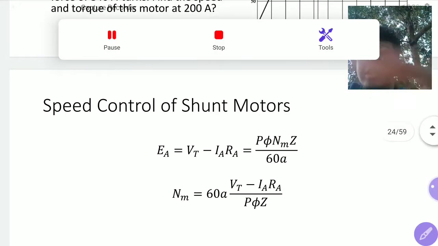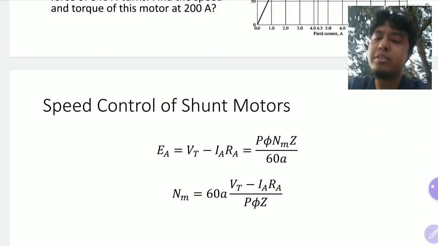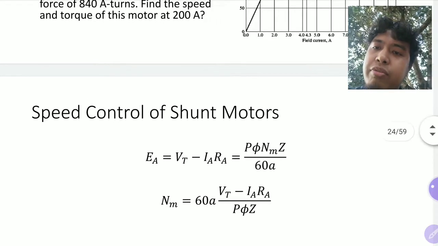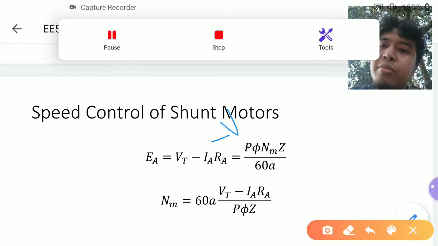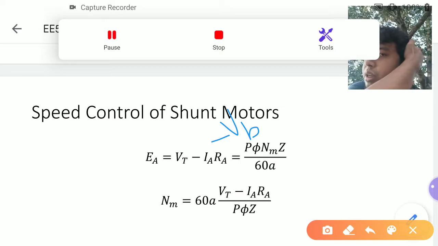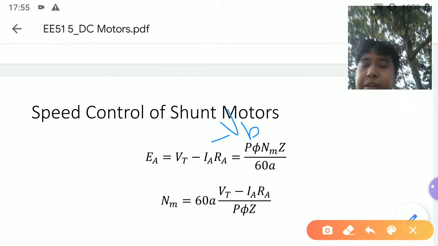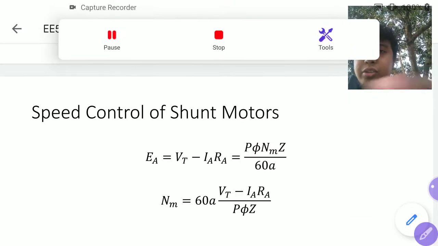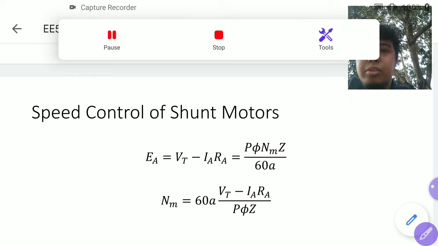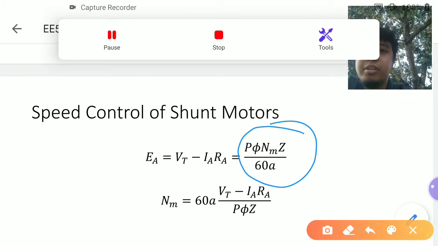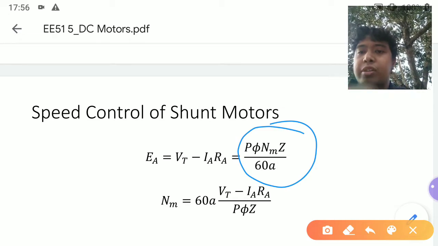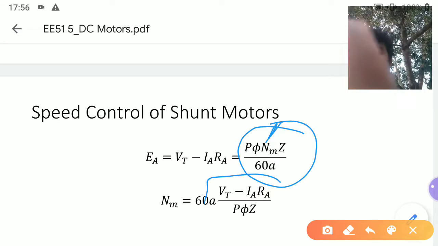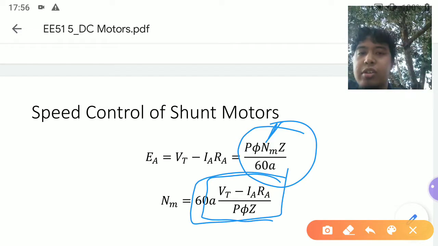Of course, if you consider the brushes, then you subtract another voltage there for the brushes. Okay, but anyways, that voltage is equal to your Pφ Z N over 60A. So to control the speed, we can isolate that speed to get this formula.